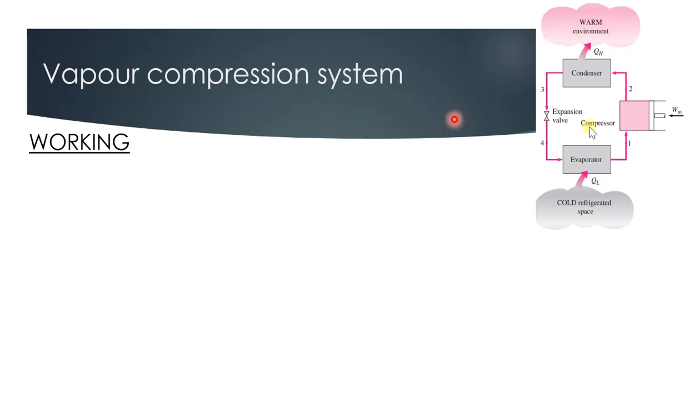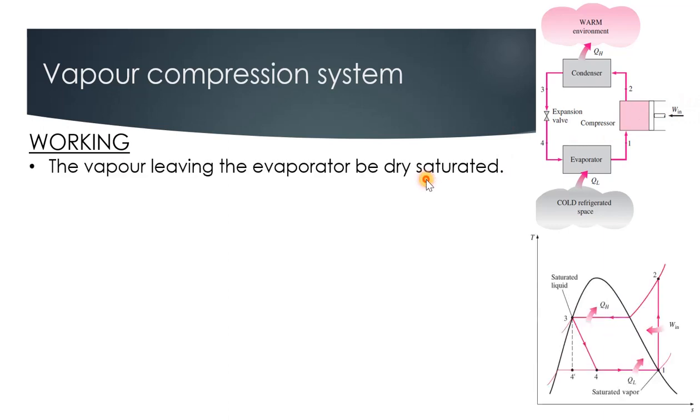And working, in the first step the vapor leaving the evaporator is at a dry saturated condition, and this TS diagram shows the temperature entropy relation of this system. Here, from 4 to 1, the heat is absorbed by the system.